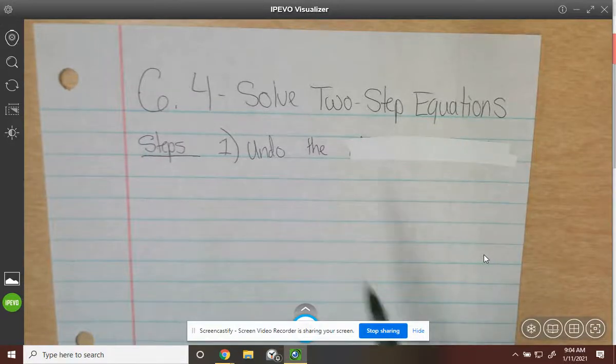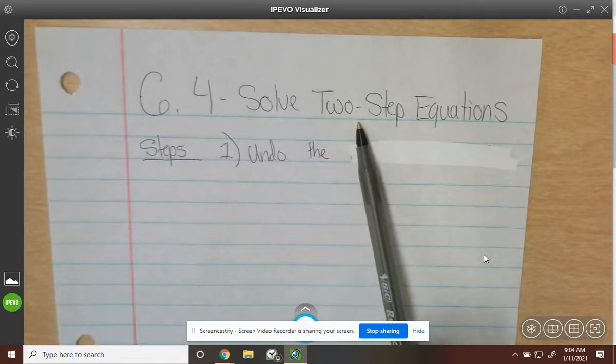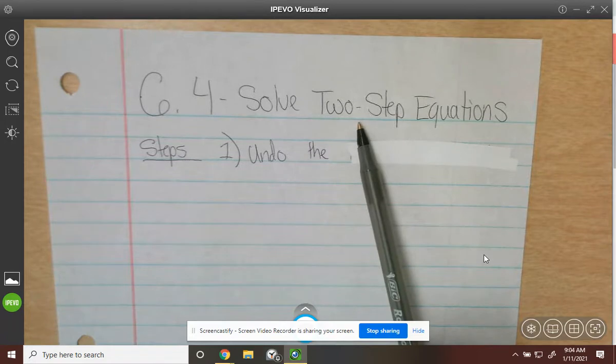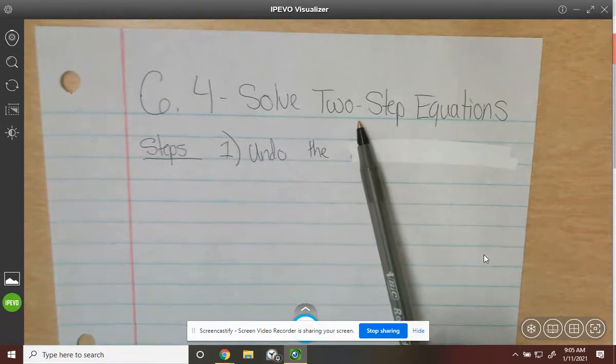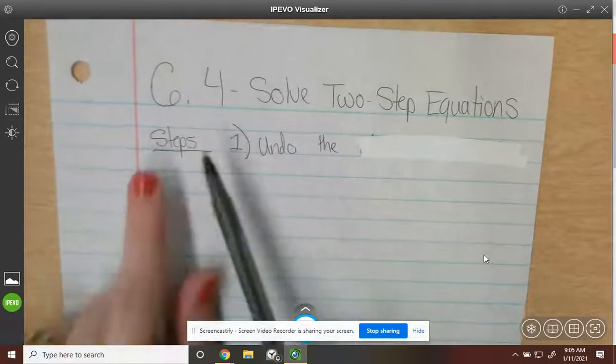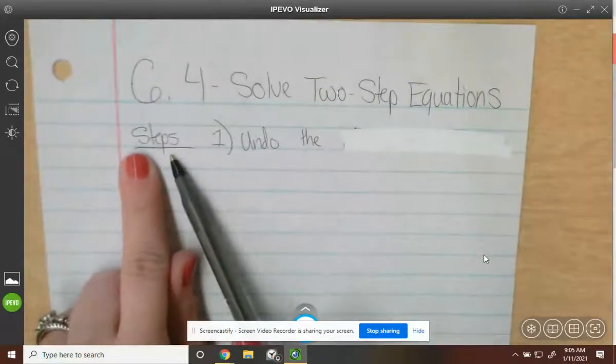Okay, so today we're doing solving two-step equations. A lot of people find this easier just because it's not anything new. It's just taking what we learned last week and putting it all together. So we have two steps, but you didn't see that one coming.